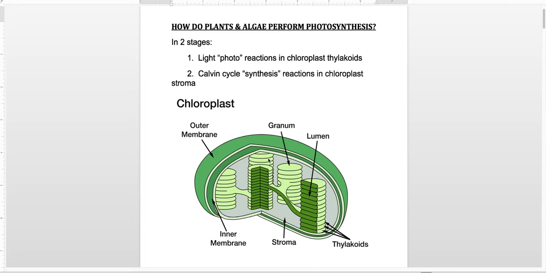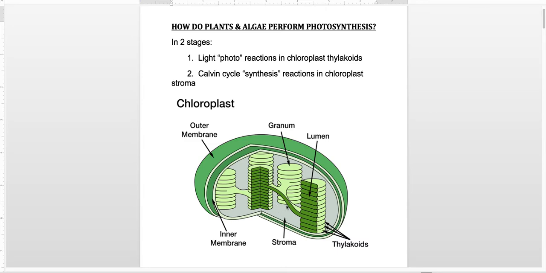All of photosynthesis occurs inside the chloroplast, but there are different parts of photosynthesis that occur in different parts of the chloroplast. The first part of photosynthesis is called the light reactions, or the photo reactions. This is the photo part of photosynthesis. And that occurs in the thylakoids, in the inner membrane of the chloroplast. And then there is the synthesis part of photosynthesis, which is the part where sugar is actually built. And that occurs in the stroma.